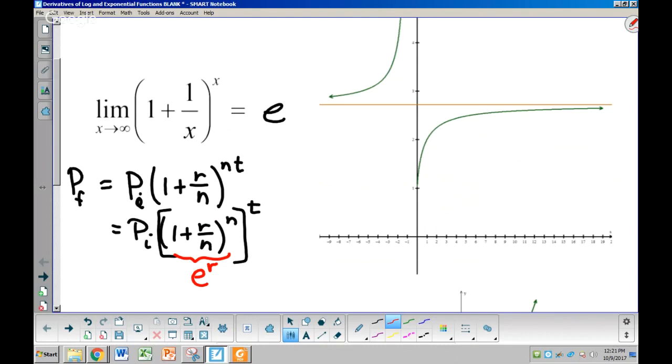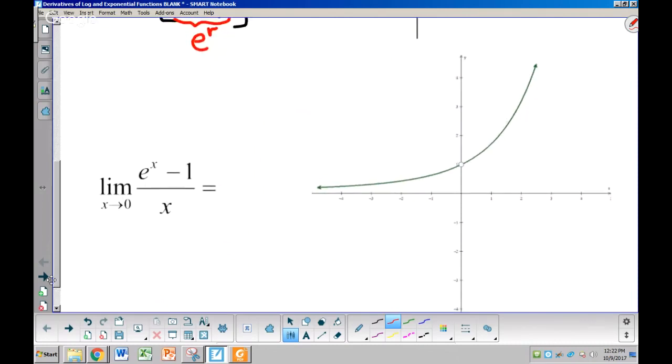What would happen if you did your limit calculation again and you put a 2 here over the x? 2 over x. What do you think you're going to get? E squared. Pretty cool, huh? All right, so whenever you see a limit that looks like that, it's going to be E.